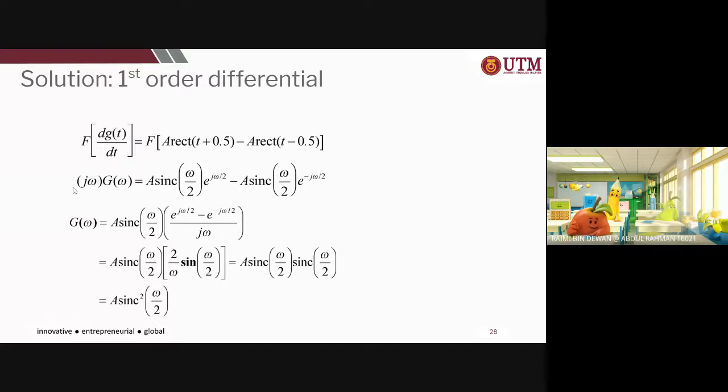So you put jω G(ω). Why is there no power, only power of 1? Because this is first order. Then you know the Fourier transform of a rect(t) is a sinc signal with ω over 2. Why ω over 2? Because this half is coming from here. And minus a rect, a sinc(ω/2) and e^(jω/2), which is this.